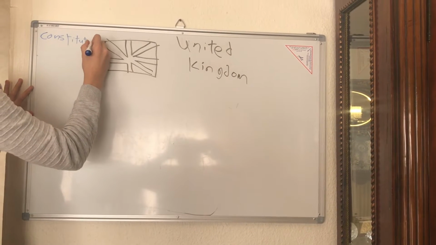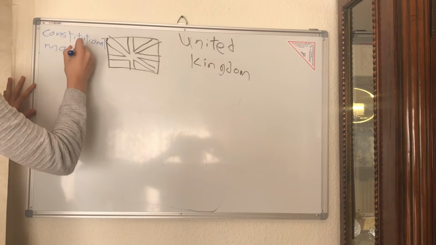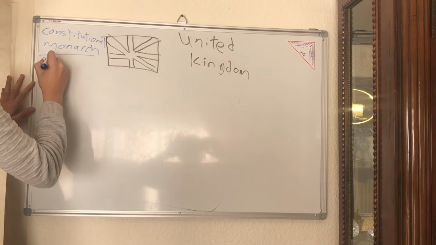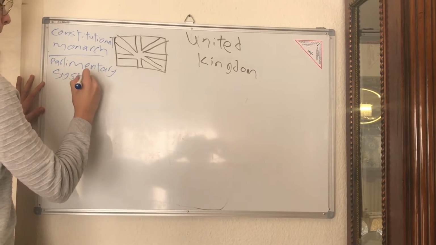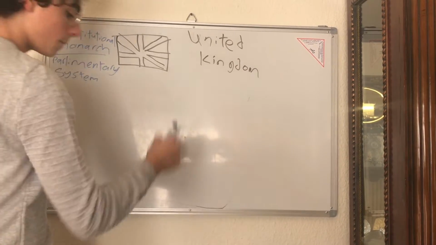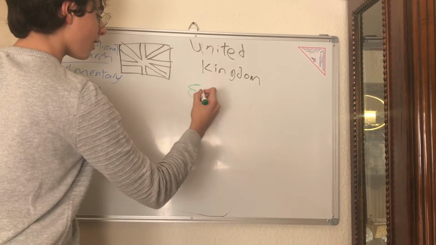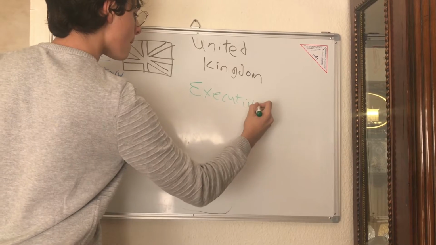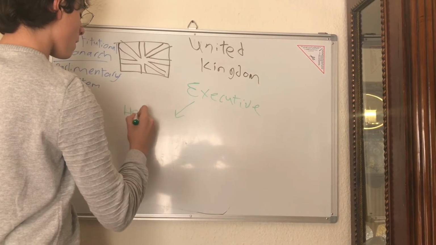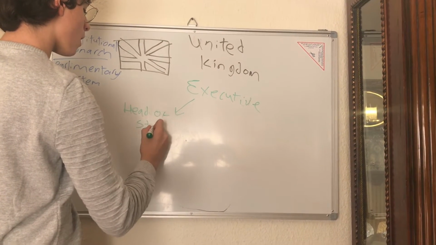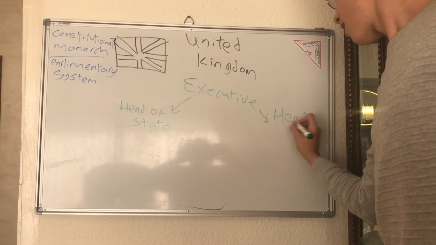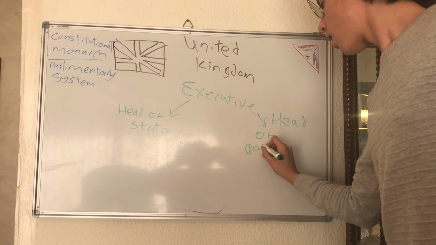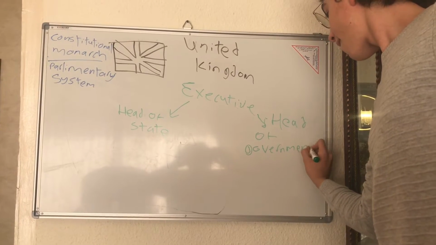It is very important to clarify that the United Kingdom is indeed a constitutional monarchy that follows a parliamentary system of rule rather than a presidential system of rule. The United Kingdom's executive branch is split up into two parts, the head of state and the head of government. And unlike other countries, these two roles are not occupied by the same person or institution, rather by different ones.